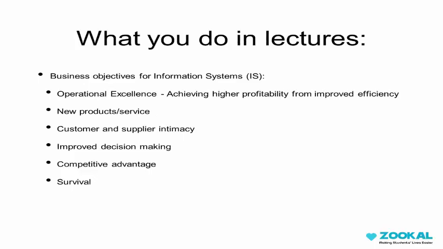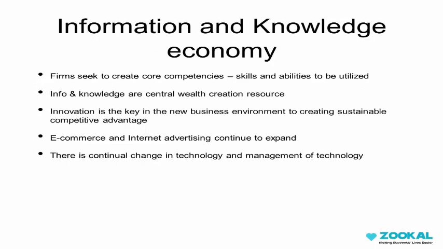What do you do in your lectures? So business objectives for information systems: operational excellence, so achieving higher profitability from improved efficiency; new products or services, which comes with new technology; customer and supplier intimacy, so who you're buying from and who you're selling to, having a close relationship; improved decision making, so what will make higher profit; competitive advantage, how are you better than your competitors; and survival of the business. That's mainly the business objectives in information systems.